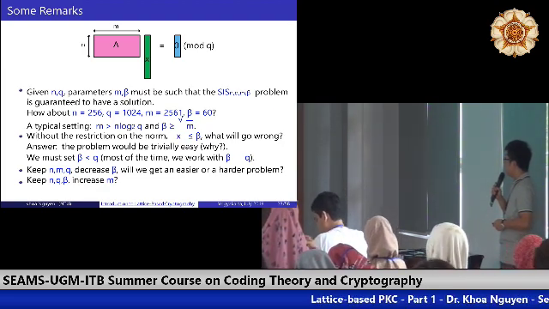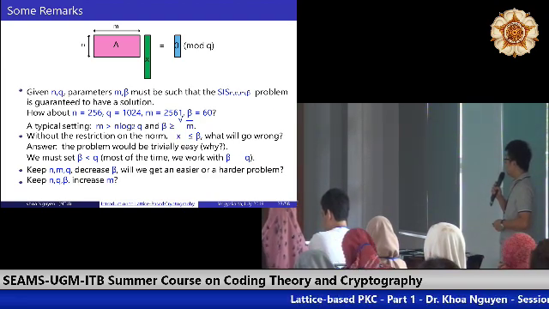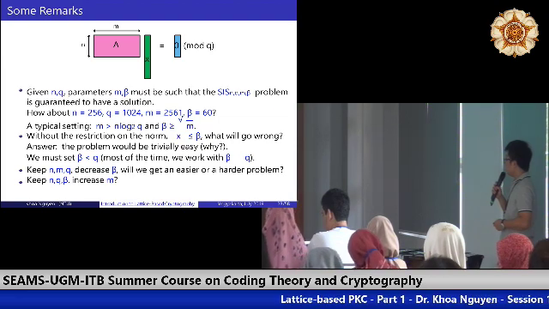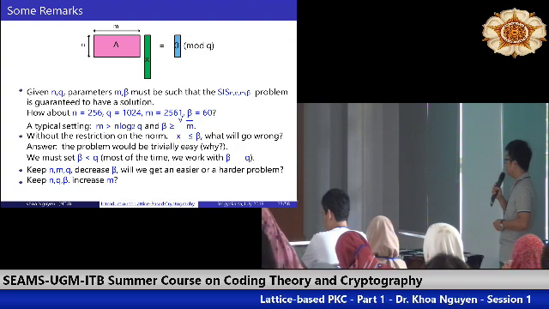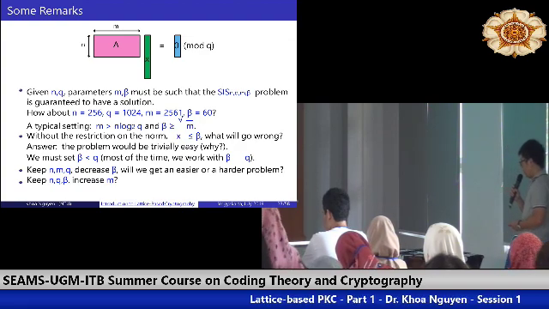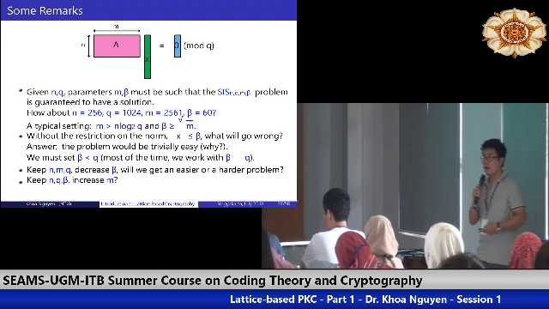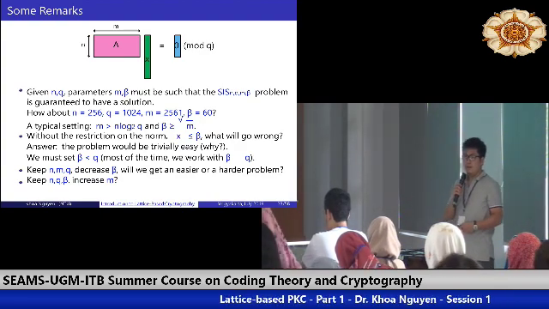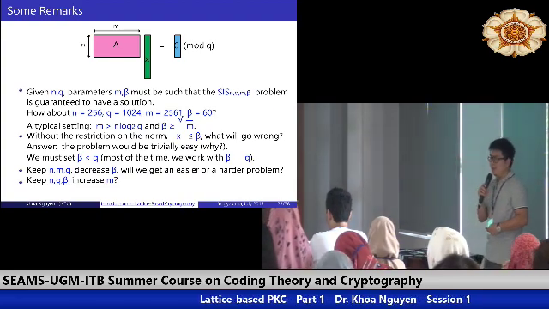L-perp of A, which is the set of x in Z to the m such that A times x equals 0 mod q. Is it a lattice? Of course, you can guess that it's a lattice. We will talk about q-ary lattices. But why?